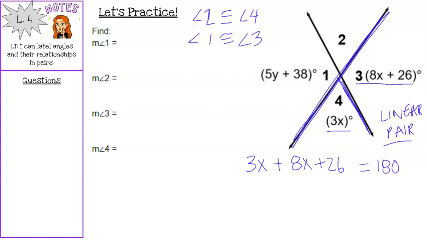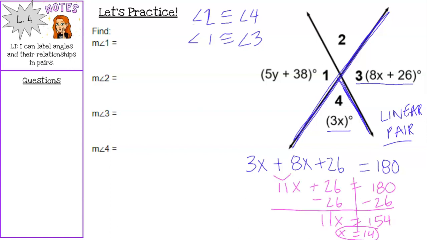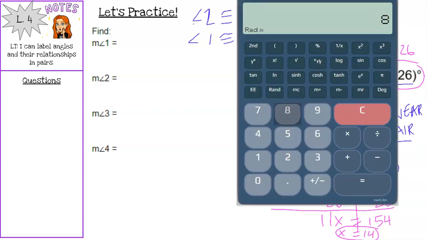I would like you to solve that equation right now. So you should have gotten x is 14. So now that we know the value of x, we can solve for the measure of angle 3 and the measure of angle 4 by just substituting that value in for x. So we have 8 times 14 plus 26 will give us the measure of angle 3. So we can use our calculator to evaluate that. So we have 8 times 14 plus 26, and we get 138.